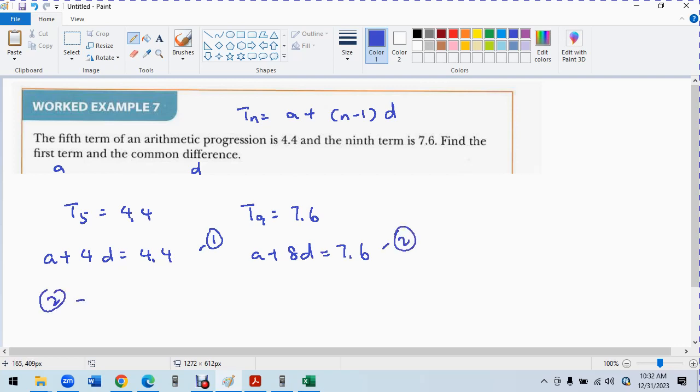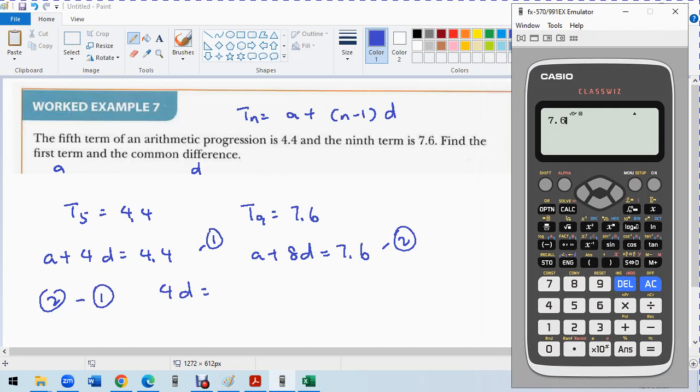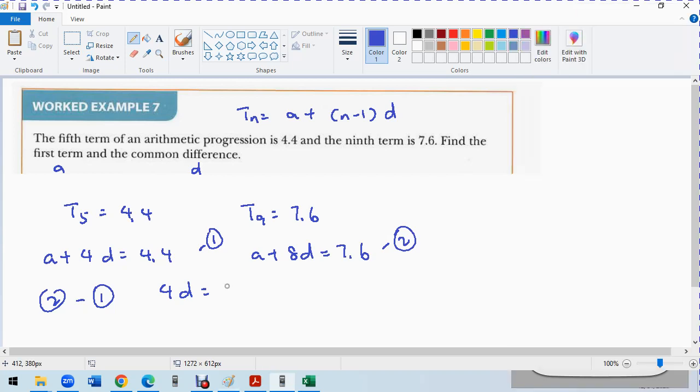Then I use equation number 2 minus equation number 1. Then we have 4D equal to 7.6 minus 4.4, which is 3.2. Then D is 0.8. And next we substitute D equal to 0.8 into equation number 1.